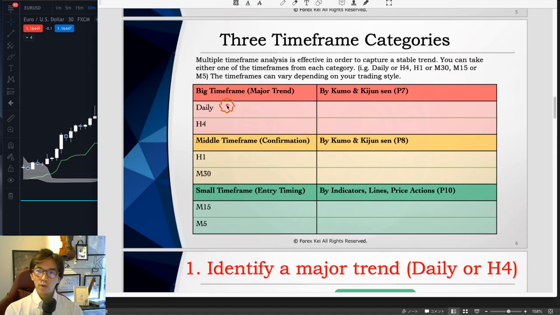So right now, once again, the daily chart was going down, but 1 hour chart and 30 are both flat. So in this case, I won't look at the lower time frames even. I won't look at it. I will just wait until 1 hour chart or 30 to go down, Kumo and Kijun Sen go down, and start to look for a sell chance in smaller time frames, lower time frames for entry timing.